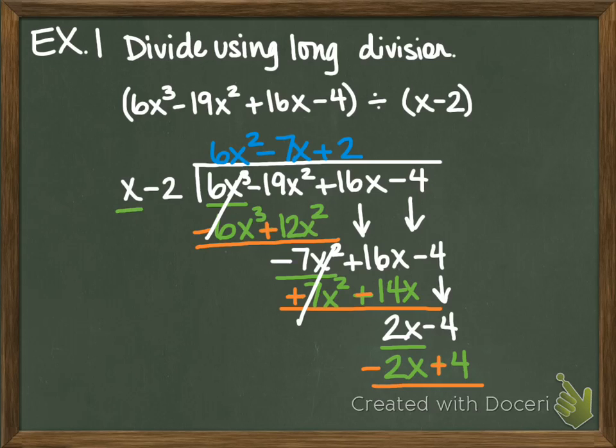Draw the line, change all the signs. Notice here, we have nothing left, 0 remainder. There's nothing left to bring down, so we're done. What this means is x minus 2 times 6x squared minus 7x plus 2 is exactly the polynomial that's inside the division symbol. It goes evenly, so there's no leftovers.